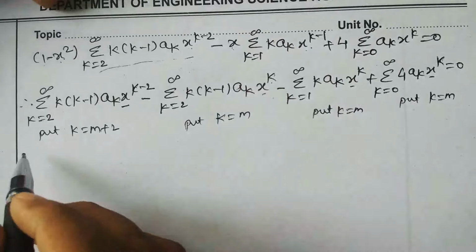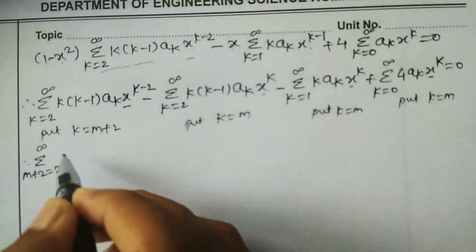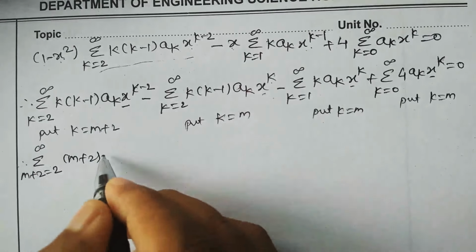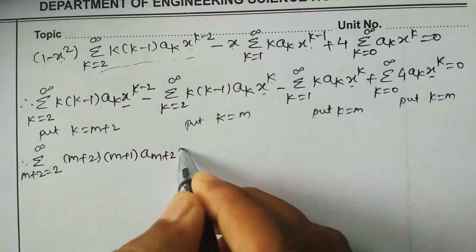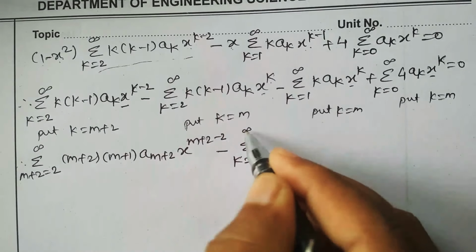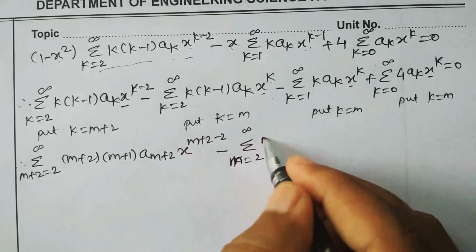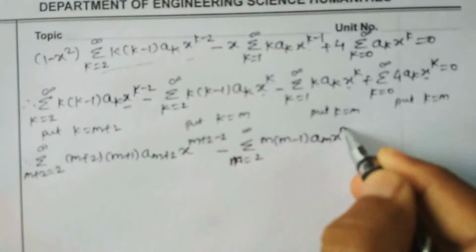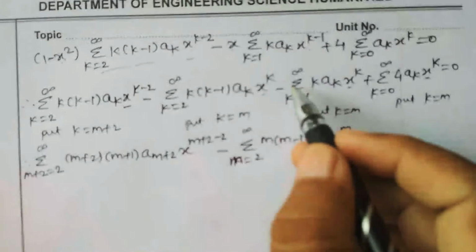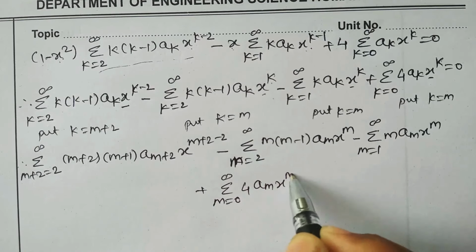Then after putting this, we will get summation, value of k is m plus 2 is equals to 2 to infinity, m plus 2, k minus 1 is m plus 1, a m plus 2, x to m plus 2 minus 2, minus sign, summation k varies from 2 to infinity, k is equals to m, so m varies from 2 to infinity, m into m minus 1, am x to m, minus summation m varies from 1 to infinity, m into am x to m, and plus last term summation m varies from 0 to infinity, 4am x to m is equals to 0.